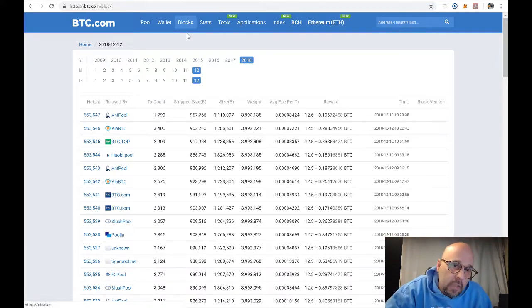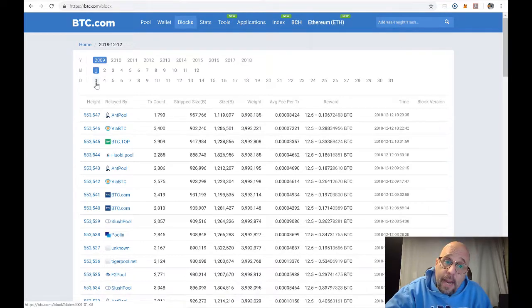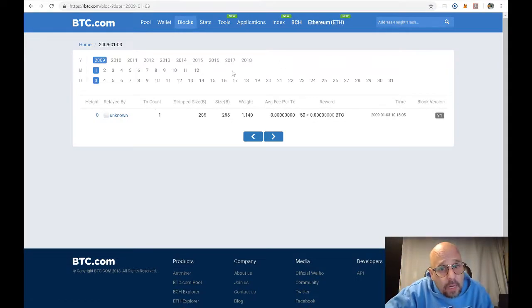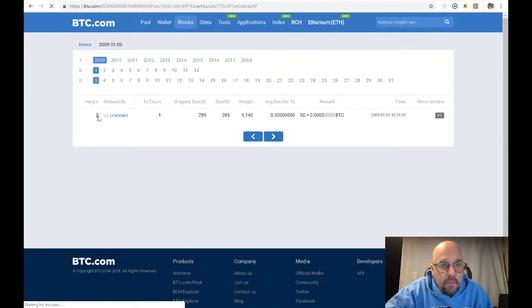So here we're looking at the year, the month, the day. I say I want to go back to 2009, and we said that it was January 3rd. Holy cow, there it is, January 3rd, the very first block. Let's see what happens. We click on that, and then we come down here, and we see, okay, here is the very first block, block zero. Here is the Genesis block. Let's open up the Genesis block and see some information on it.